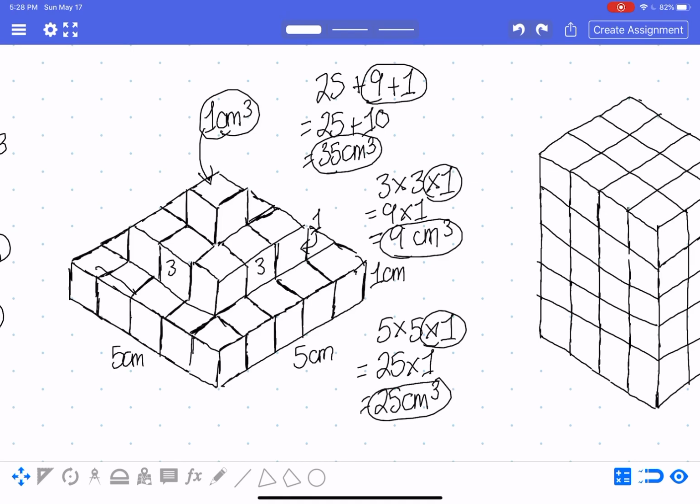And again, somebody could count them, but it gets a little bit harder as the figures get more difficult, with hidden cubes that are hard to see. Okay, so we'll move on.